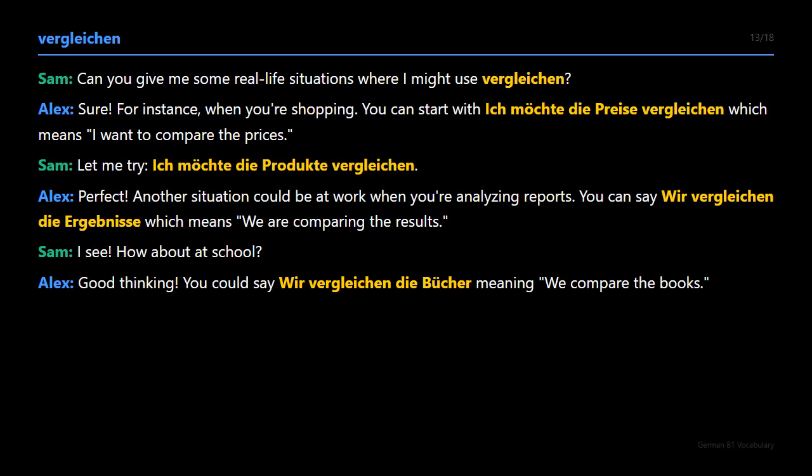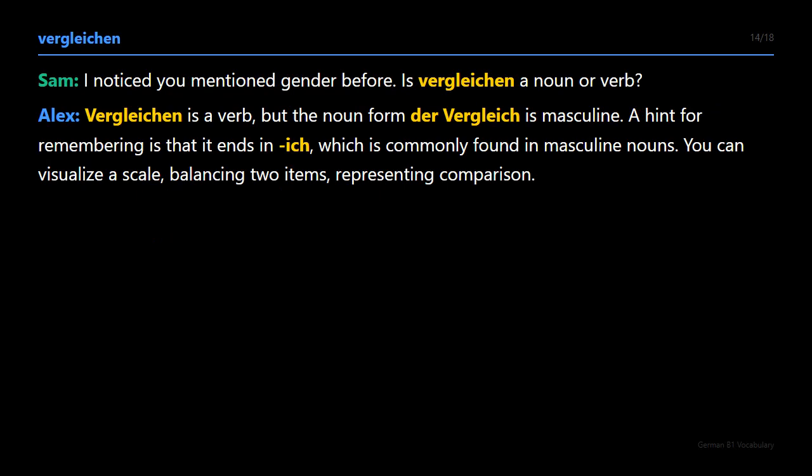I see. How about at school? Good thinking. You could say, Wir vergleichen die Bücher, meaning we compare the books. I noticed you mentioned gender before. Is vergleichen a noun or verb?